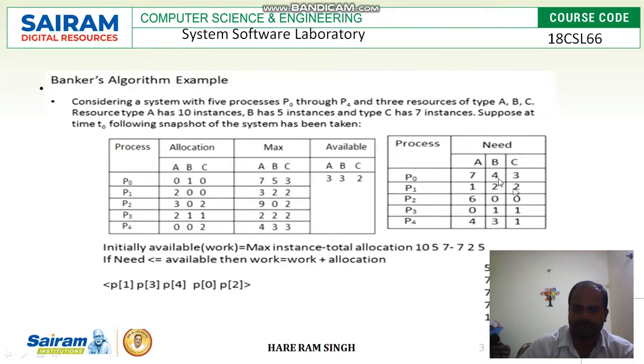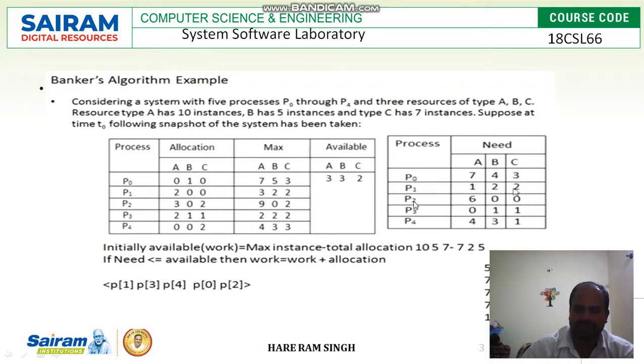Then 4 is equal to 4, and 3 is less than 5. So the need of P0 can be satisfied because the need of P0 is less than or equal to the available, that is 7 4 5. Then P0's allocation will be released and added to the available. So 0 plus 7 is 7, 1 plus 4 is 5, and 0 plus 5 is 5, giving 7 5 5. Now P0 is completed.